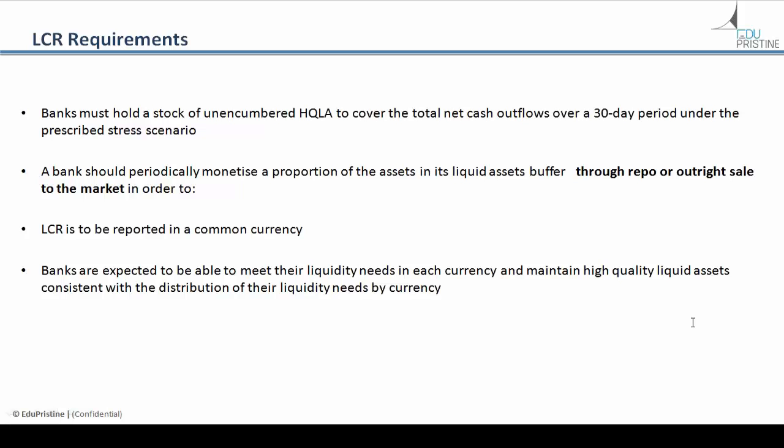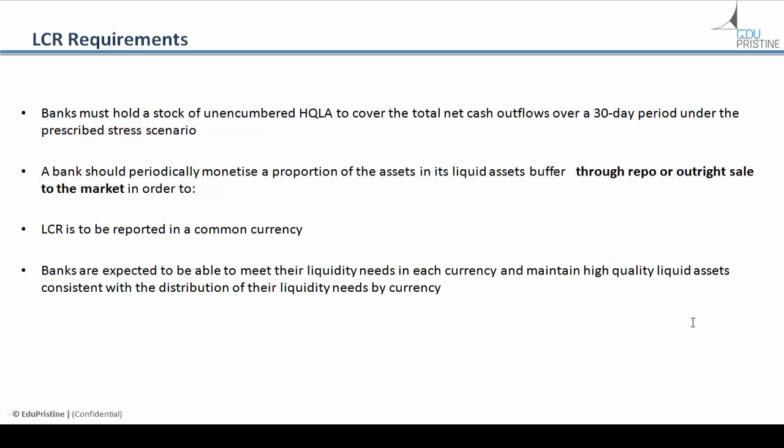The next is the net cash outflow for the 30 days, because we said that LCR is compliant for a 30-day period. It needs to be prescribed under a certain stress scenario, and I'll define what the stresses are. And the bank should periodically monetize a portion of the assets in its liquid assets buffer through a repo or an outright sale to the market. This is to test the access to the market, the effectiveness of the liquidation process within the bank, and the usability of the assets, and to minimize the risk of negative signals during stress.